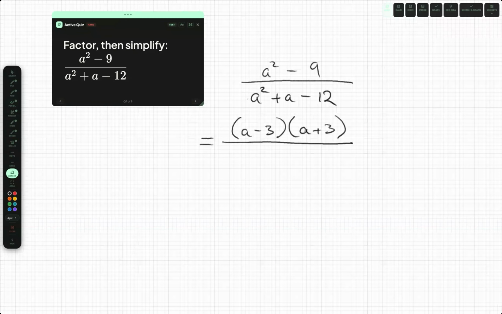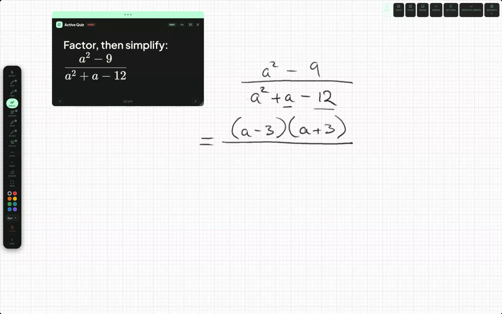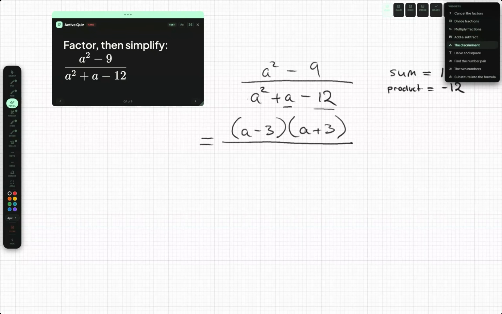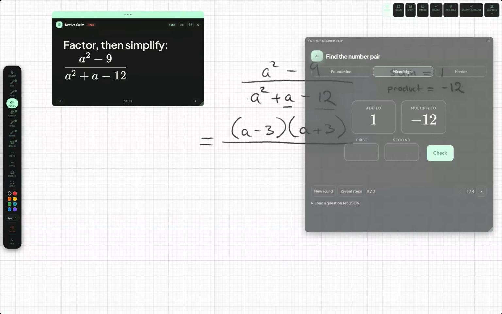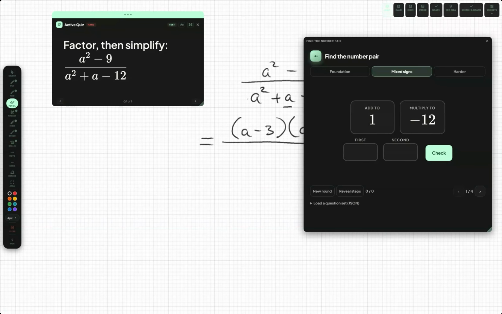And because it's monic, we are looking for values that are going to add to this middle term's coefficient and multiply together to give negative 12. So we have to be looking for sum equals 1 and the product equals minus 12. All right, let's bring up a widget for that. So we need numbers that add to 1 and multiply to negative 12.